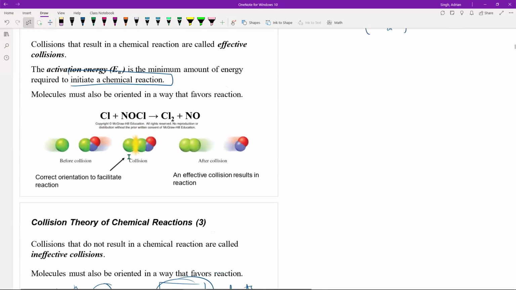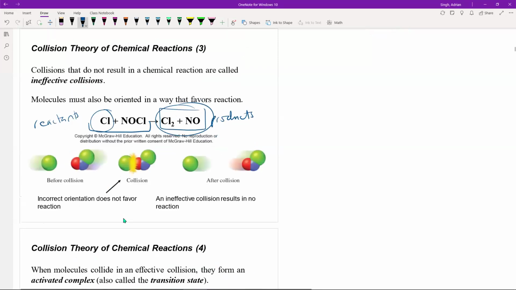In the example that's shown here, this was an effective collision. So we do end up with Cl2 and NO because the collision happened in the right orientation. In this case, the Cl and the Cl actually collide together. Whereas in the ineffective collision, you see that the Cl and the oxygen collide. That's not the correct orientation. So it results in no reaction. We have the same thing that we started with, right? We didn't actually get any product due to that ineffective collision.